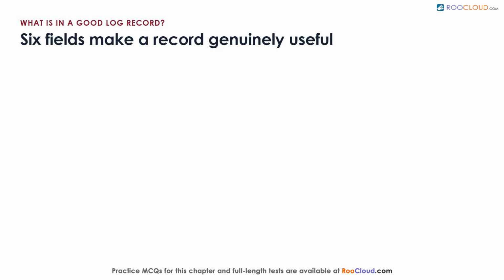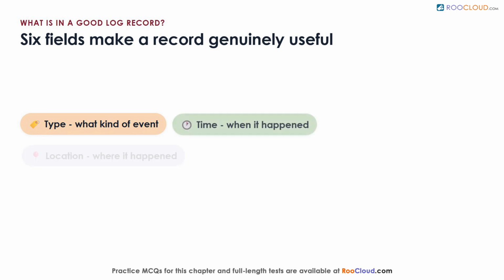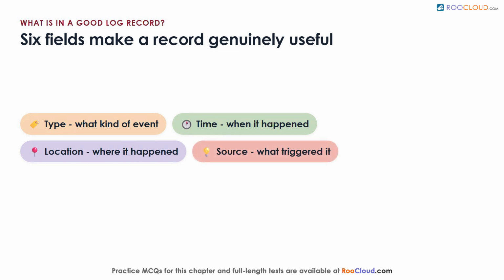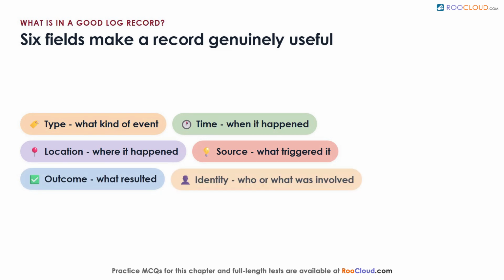What should a single log record actually contain? Picture the questions a detective asks. What type of event occurred? When did it happen? Where did it happen? What was the source? What was the outcome? And who or what was involved? If a record answers all six, it is genuinely useful.